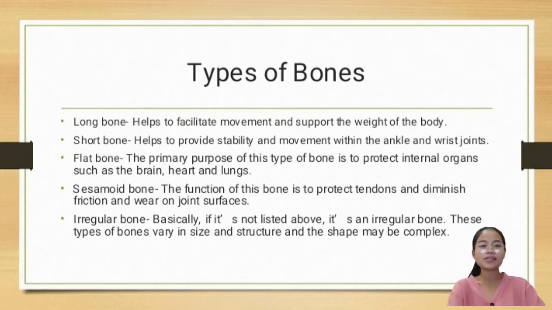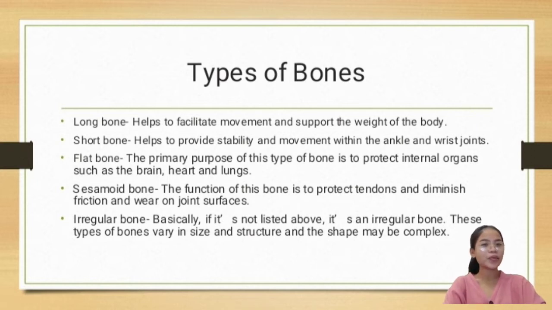The fourth one is the sesamoid bone. The function of this bone is to protect the tendons and diminish friction and wear on the joint surface. This type of bone is usually small and round, and is found in the hands, feet, and knees. A common example of a sesamoid bone is the patella, which is the kneecap.